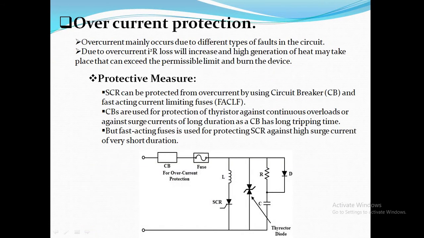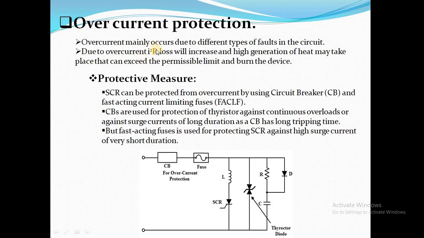Next, second is overcurrent protection. Overcurrent mainly occurs due to different types of faults in the circuits. When SCR is used for any application and the load connected across the SCR exceeds the limit, then the current through the SCR also increases. If current increases beyond the specified rating, that condition is called an overcurrent condition. Overcurrent occurs due to the increase in load, and as the load increases, the current through the SCR also increases. So due to overcurrent, there is I squared R loss.